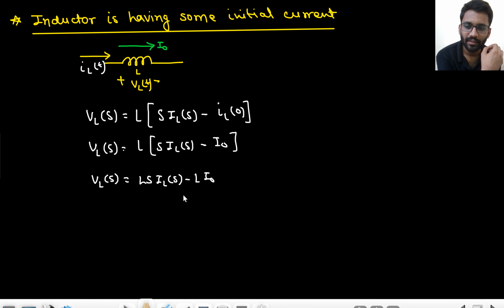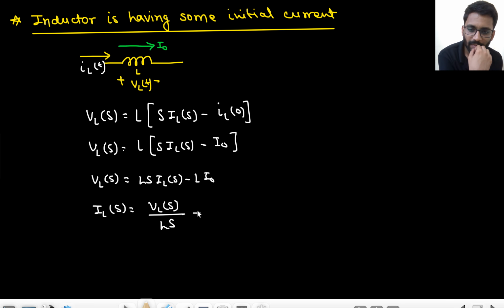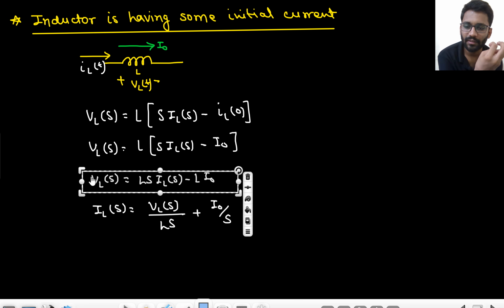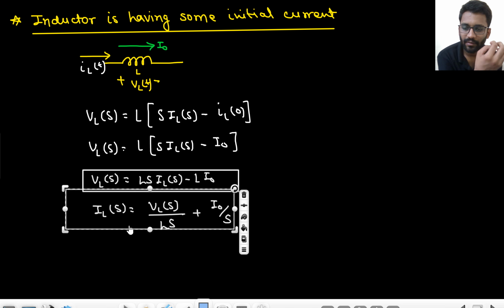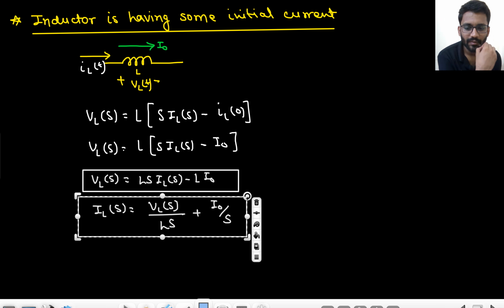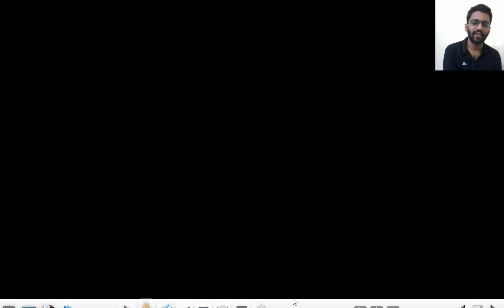Also we can replace it with IL of S, that is VL of S upon LS plus I naught by S. Two expressions we get here. This is the first one and this is the second one. Okay. So by that we can write down our final model.